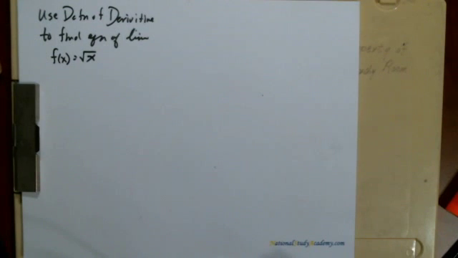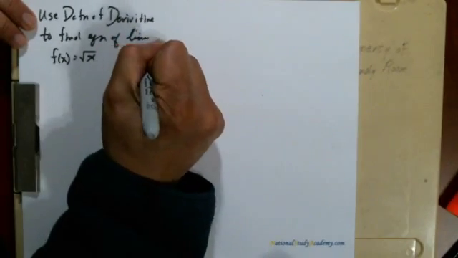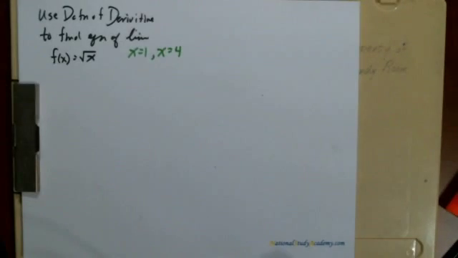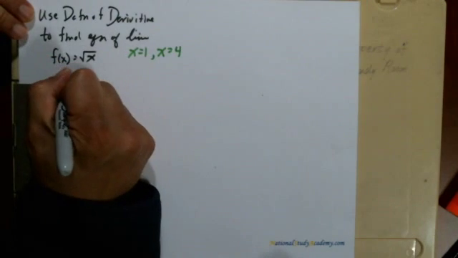Hi, I had a question from one of my students about this problem: using the definition of a derivative to find the equation of the tangent line of the function f of x equals square root of x at x equals 2, y equals 1, x equals 4. So we first start with the definition of a derivative, f prime of x.